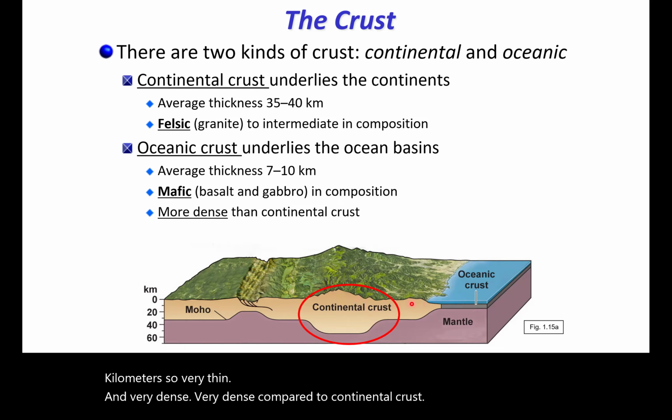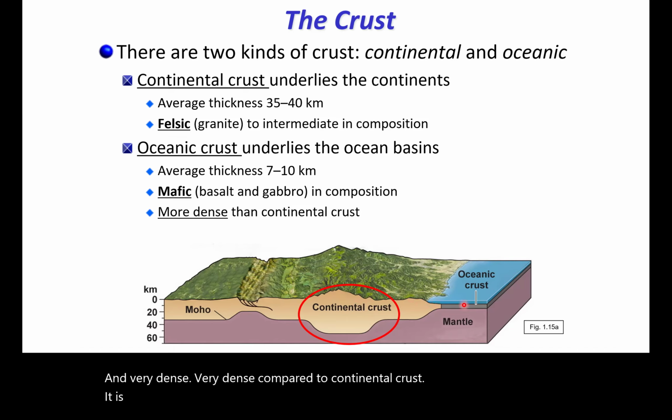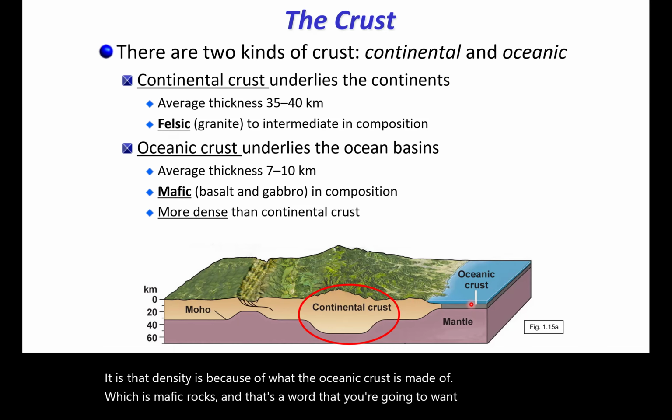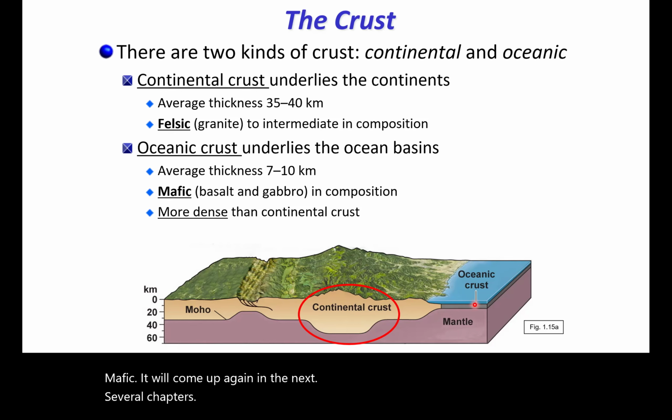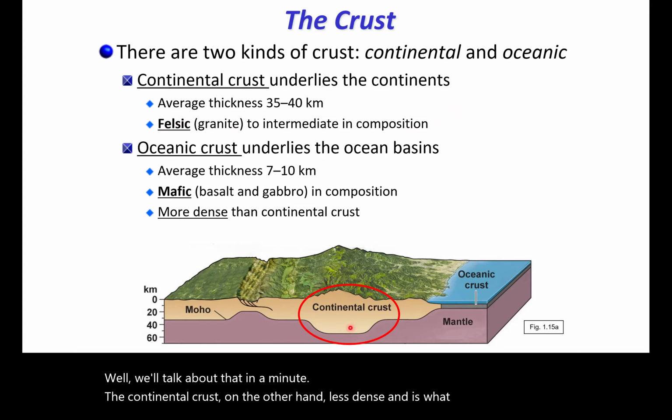That density is because of what the oceanic crust is made of, which is mafic rocks, and that's a word that you're going to want to remember. Mafic. It will come up again in the next several chapters. The continental crust, on the other hand, is less dense and is what we call felsic. It's made up of felsic rock like granite.